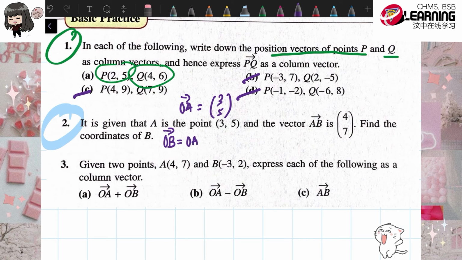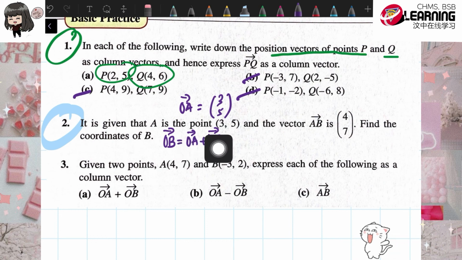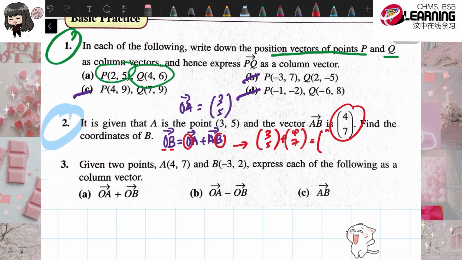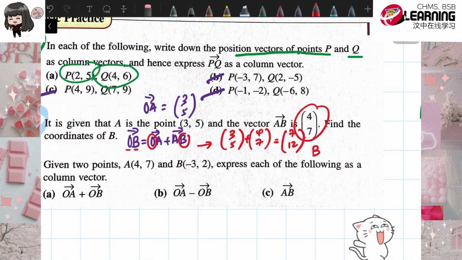OB is OA plus AB. O goes to A first and then A goes to B. You can see it starts from O and ends at B, so O goes to A first and then A goes to B. OA you already have, which is 3, 5, and AB you already have, which is 4, 7. So you plus, it becomes 7, 12. So your coordinate of B, written in coordinate form, is 7, 12.